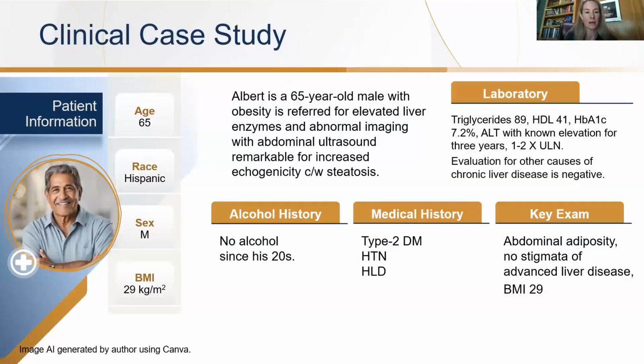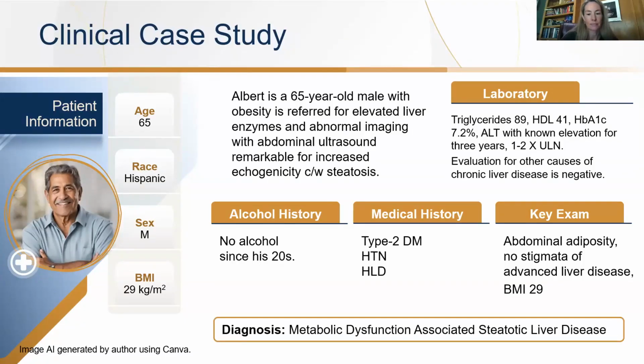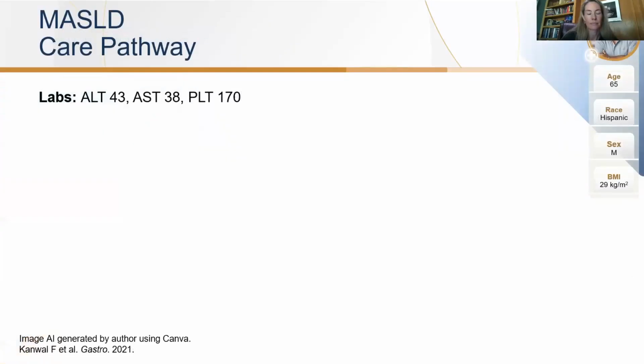Okay, so let's go back to our case. So we've established that the most likely diagnosis here is MASLD, and the next most important thing for us to do is to risk assess this patient for advanced fibrosis. Okay, so we're going to actually use the AGA Clinical Care Pathway for MASLD, and there are a number of these algorithms out there. I think this one is really straightforward and easy to follow.